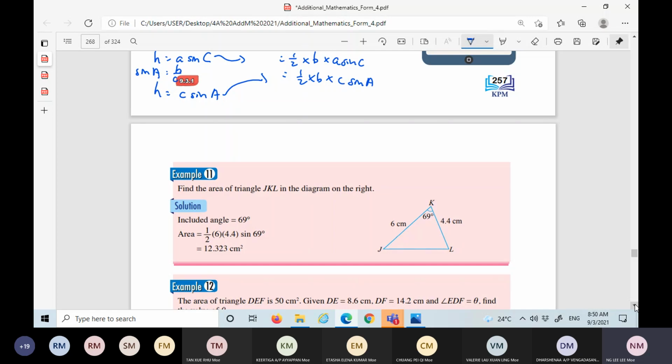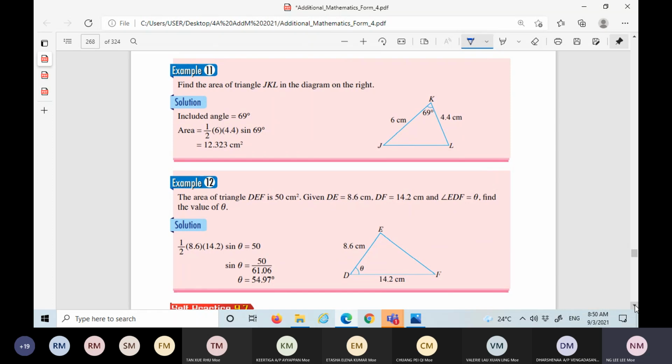Then we look at these two examples. Find the area of triangle JKL in the diagram on the right. So we use just now that formula, because you see the two lengths and the included angle are given. Use the two lengths and then sine 69. Remember the half: half times 6 times 4.4 and then sine 69. So very fast you get the answer.